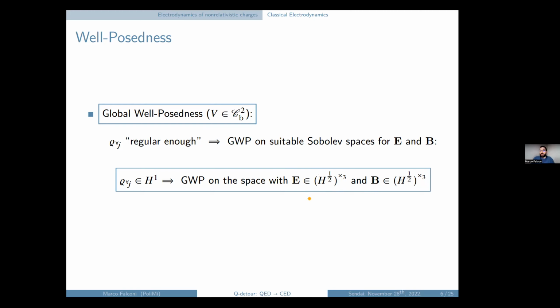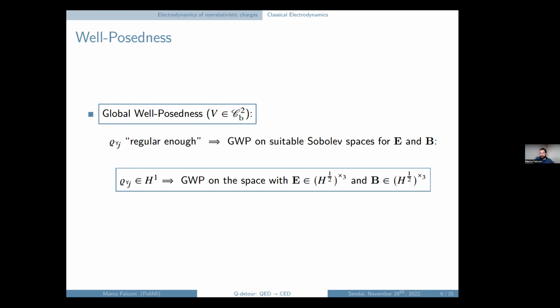And so this means that if we have those charge distributions, and we take initial data for E and B in H^{1/2} and any positions and momenta for the particles, we have at any time a unique solution of the Newton-Maxwell equations, with continuity with respect to the initial data as well. Okay, so this is the well-posedness result that, let's say, was in the literature up to our work.